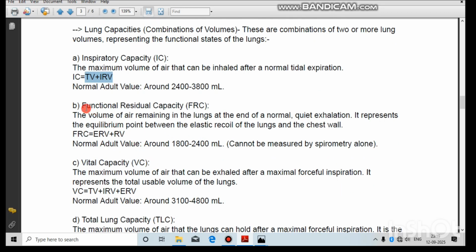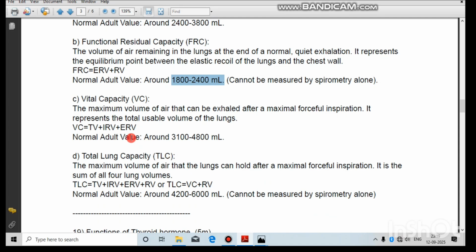The second capacity is functional residual capacity. FRC, functional residual capacity, is equal to ERV, expiratory reserve volume, plus residual volume. Normally it should be somewhere around 1800 to 2400 ml. The next one is vital capacity, guys. VC is equal to TV, tidal volume, plus inspiratory reserve volume plus expiratory reserve volume. Normally it should be somewhere around 3100 to 4800 ml.